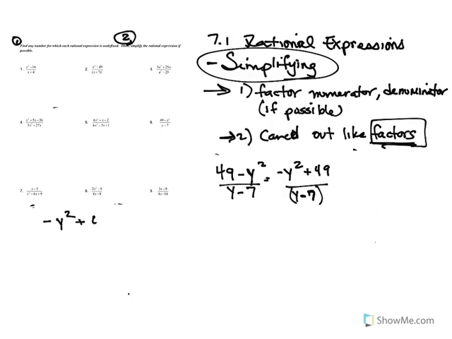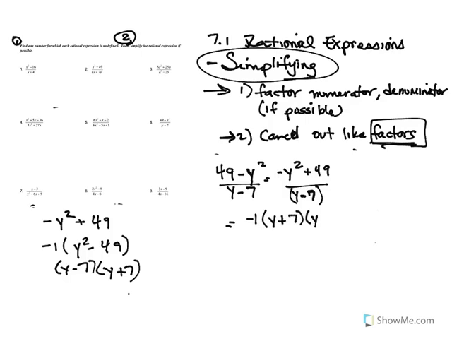And my pencil's going to die soon, so hopefully I can finish this problem. So if I factor out negative 1, remember you should always factor out a negative if the leading coefficient is negative. So when I factor out the negative 1, then it allows me to get the difference of two perfect squares. So I'm looking at negative 1 times y plus 7 times y minus 7 all over y minus 7. So all I did was take my numerator and use my rules of factoring to factor it.